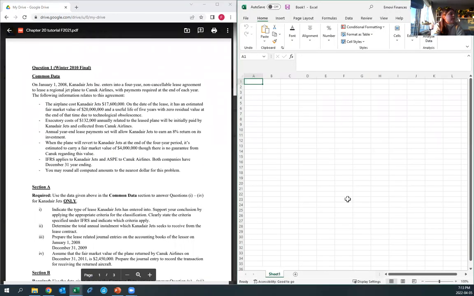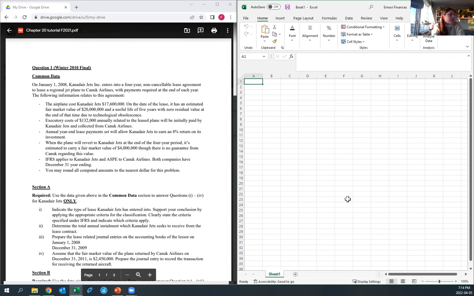On January 1st, 2008, Canadair Jets Inc. enters into a 4-year non-cancelable lease agreement to lease original jet planes to Canuck Airlines, with payments required at the end of each year. The following information relates to this agreement. The airplane cost Canadair Jets $17.6 million. On the date of the lease, it has an estimated fair market value of $20 million and a useful life of 5 years with 0 residual value at the end of that time due to technological obsolescence.